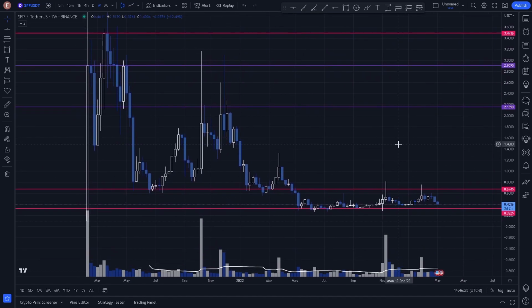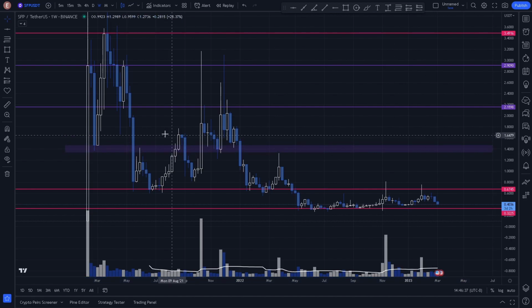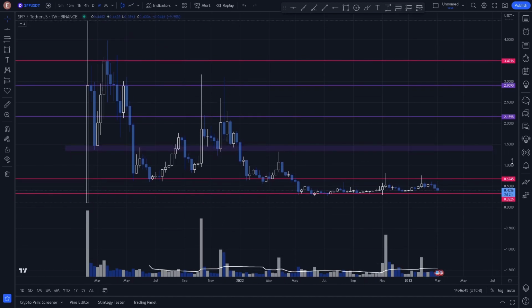So, what else do we notice? We see a key level right here. We see multiple reactions acting as support and resistance, which is obvious to spot here on the weekly chart.